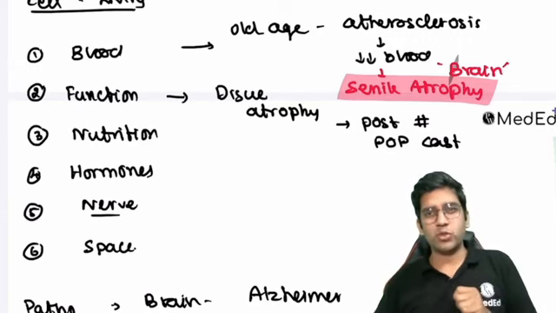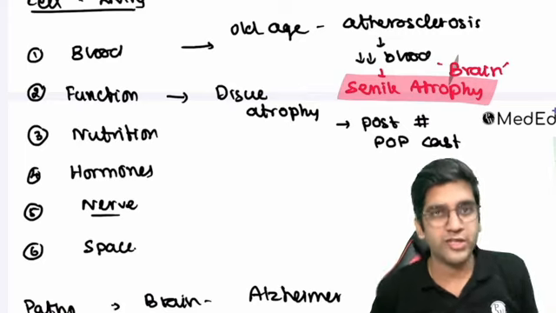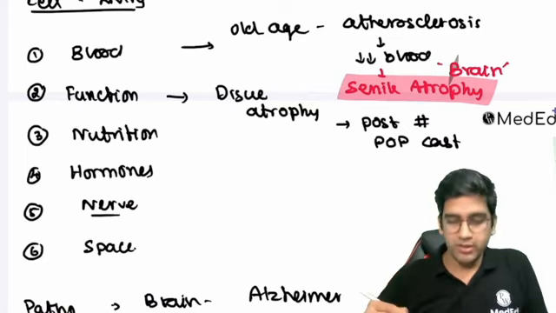Sahil, Huntington's chorea is a different condition. It's due to mutation. We'll learn about it when we come to the genetics chapter. Fine. Okay. Nutrition.